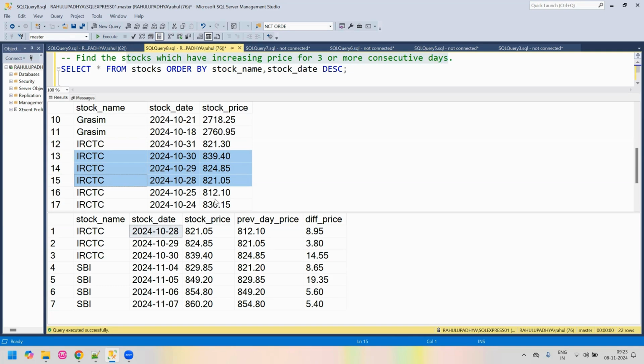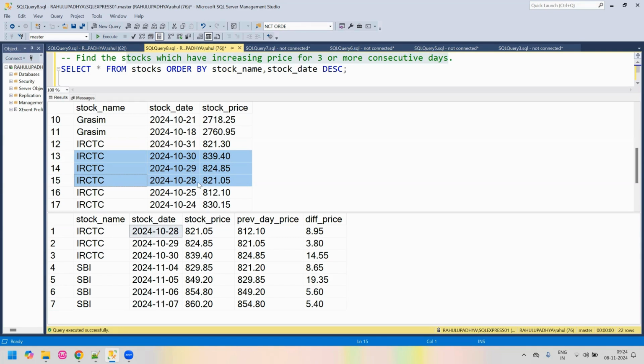The price of this stock on 25th October was 812.1. After that it increased to 821. The next day it increased again from 821 to 824. Then it increased from 824 to 839. So these are the three entries where it has increased. After that, it has decreased. So we should be considering all such entries where the stock has increased for 3 consecutive days.